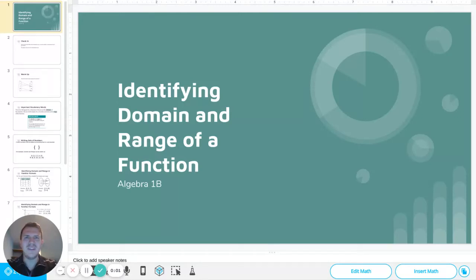Hey, Algebra 1. Today we're going to continue our discussion on mathematical functions, and we're going to look more specifically at identifying the domain and range of a function. This lesson corresponds with page 71 in your Springboard books.